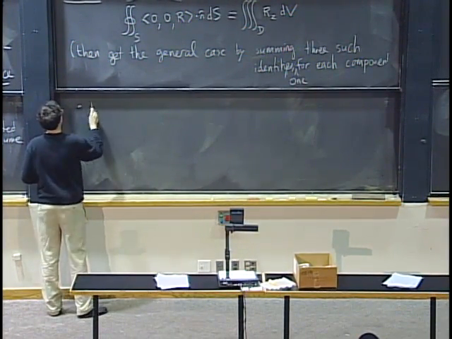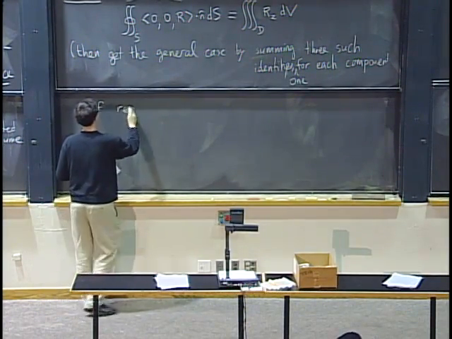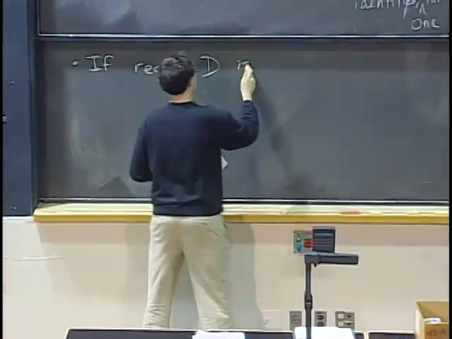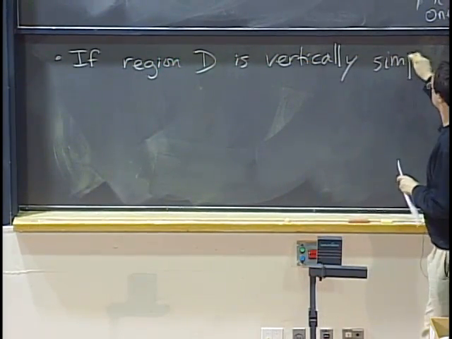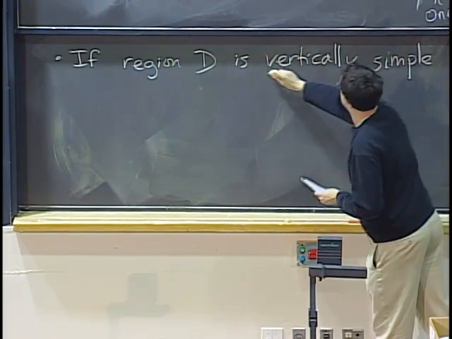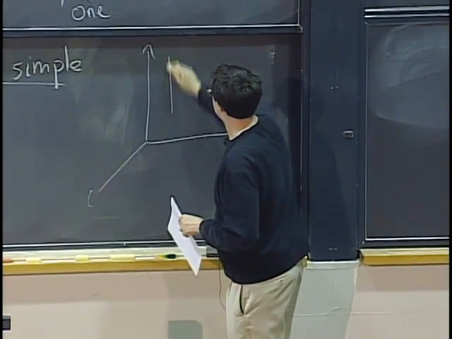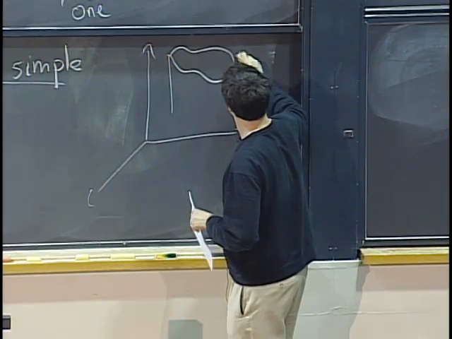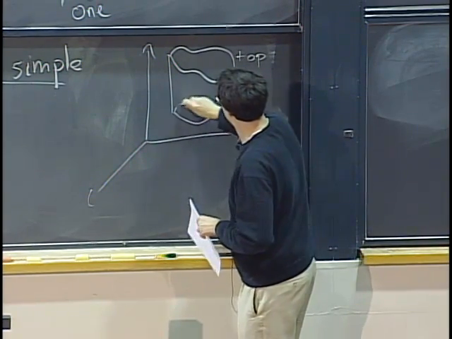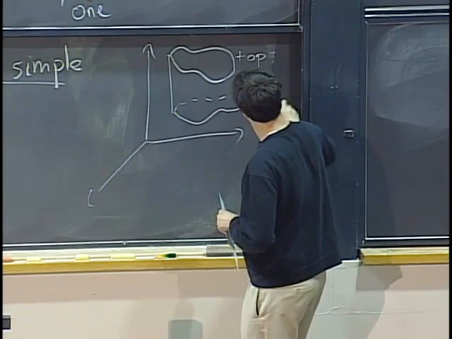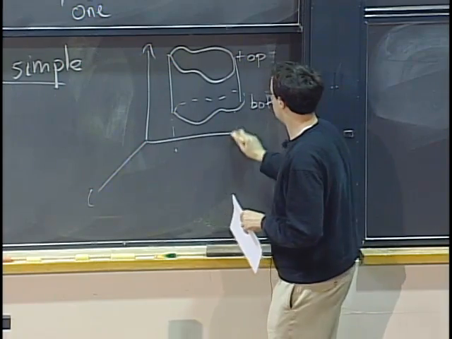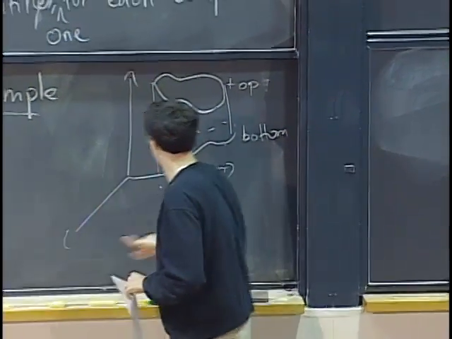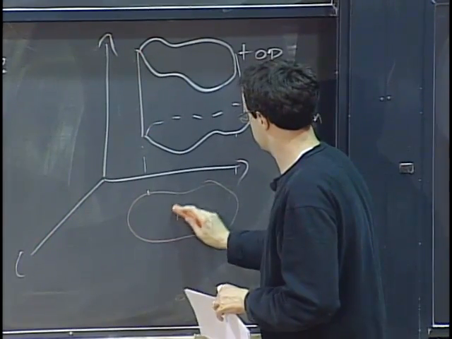So let's look first at what happens if the given region D is vertically simple. Vertically simple means it looks like this: it has a top, it has a bottom, and it has some vertical sides. If I look at it from above, it projects to some region in the xy plane. Let's call that R.